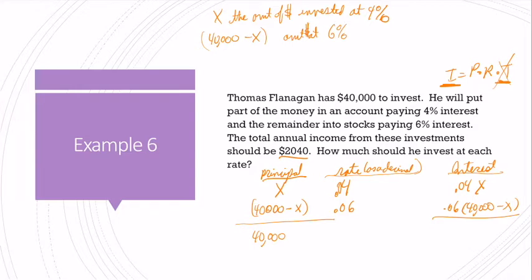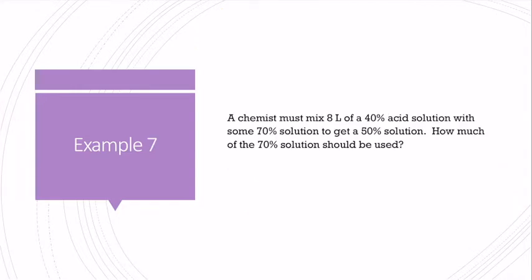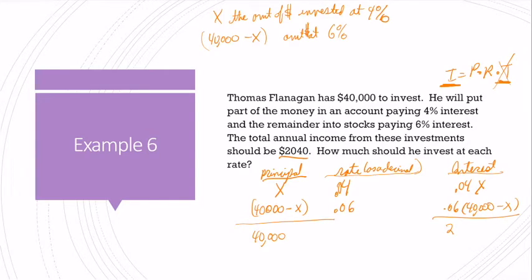And I need this to add up to $2,040, right? That's what I'm hoping to make every year, my annual income off of this investment. That's what Thomas is hoping to make anyways. I don't have 40K. So I know that this has to equal this. So let's go ahead and solve that problem. And that's going to tell us X, which was the amount invested at 4%.